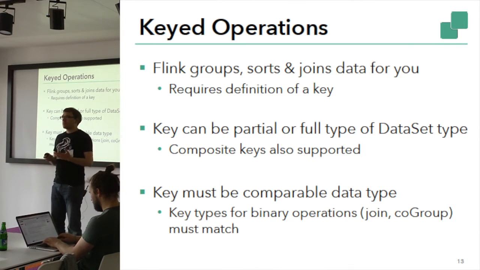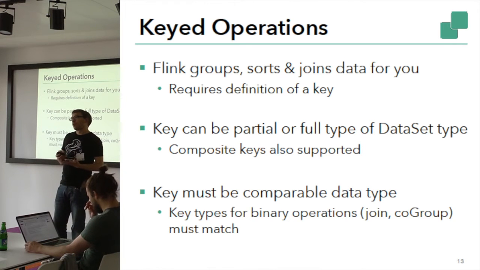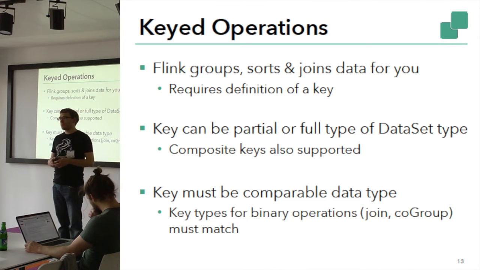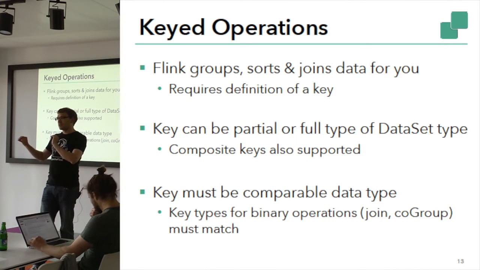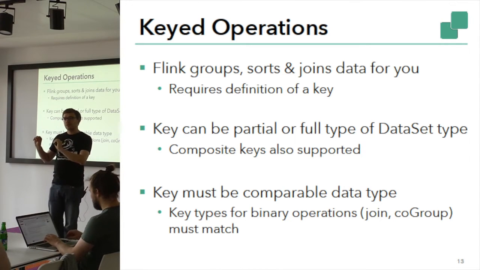Grouping, sorting, and joining is something that Flink does for you, right? So you don't need to implement that by yourself. But in order to be able to sort data or to join data, you need to specify what the fields are that I want to join on. These are exactly these key fields.